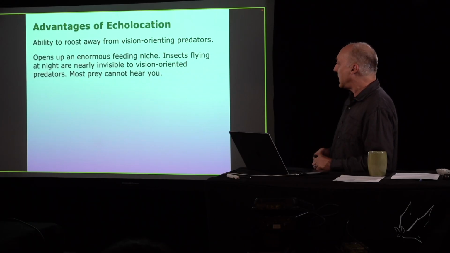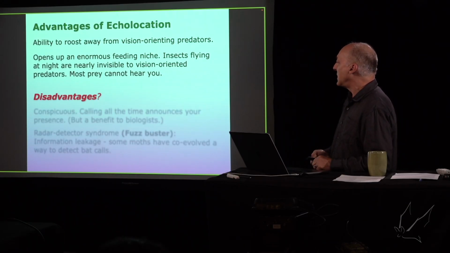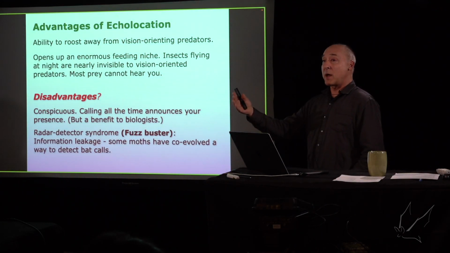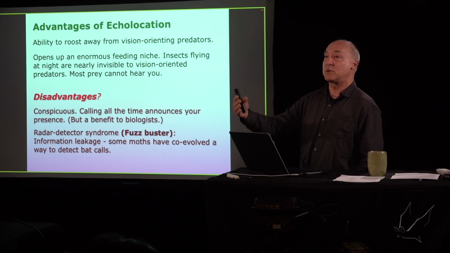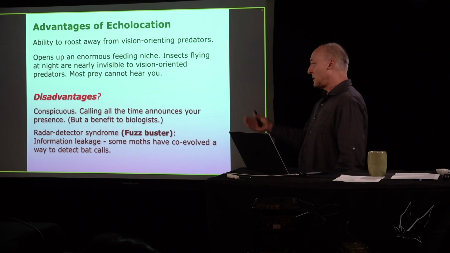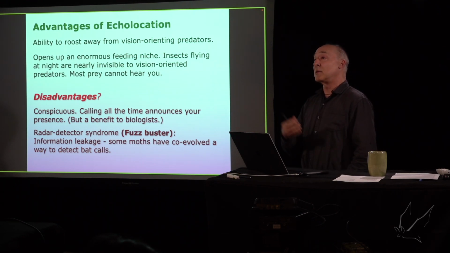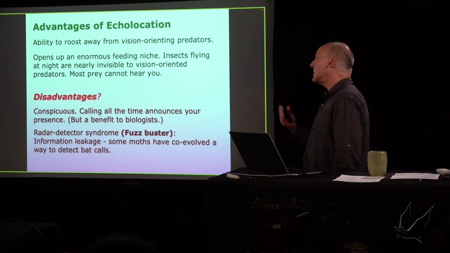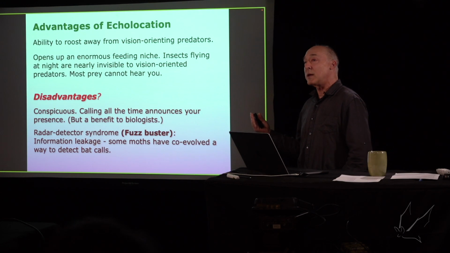In a brief blink, once this was figured out, they just radiated everywhere. Now, the disadvantage here is that it's conspicuous. So going around calling all the time, as you're doing for the signals to get the echoes from, it's got to be loud so they can get some range on it. And that means that their potential prey can hear them coming.